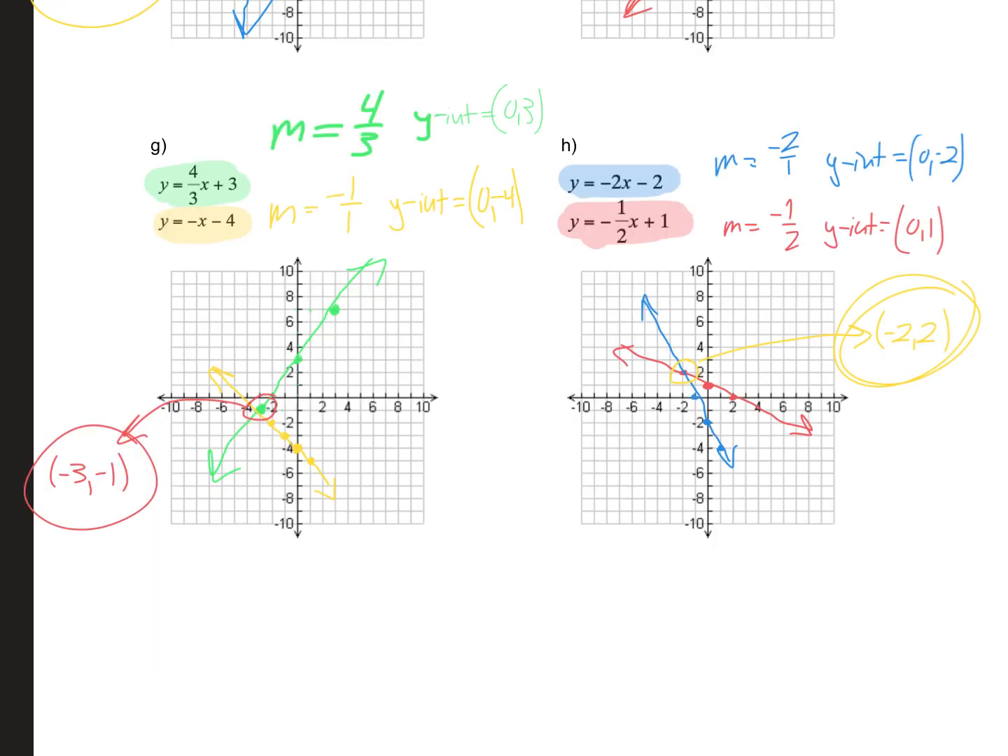All right, I got my solutions right here. I know there's a lot to look at, so definitely pause the video and check your work alongside mine. For equation G, I got the solution -3, -1. And for problem H, I got -2, 2.